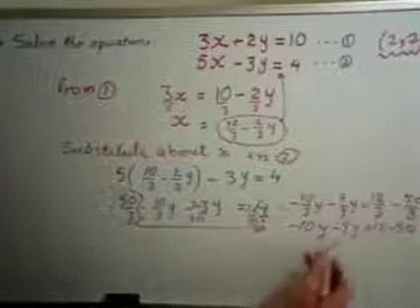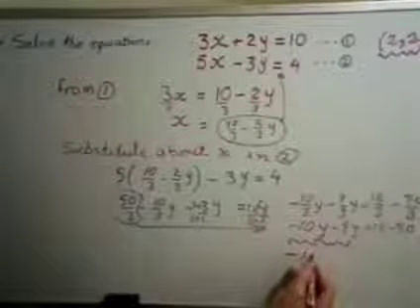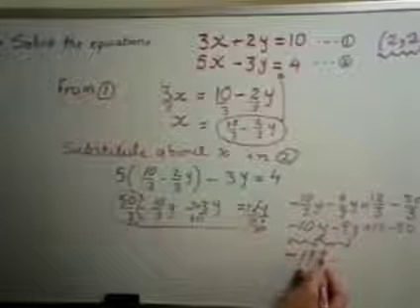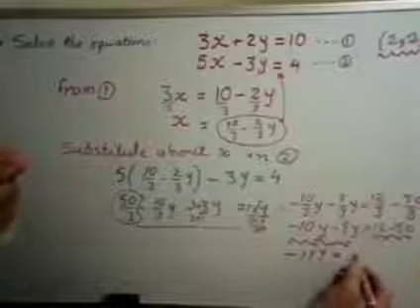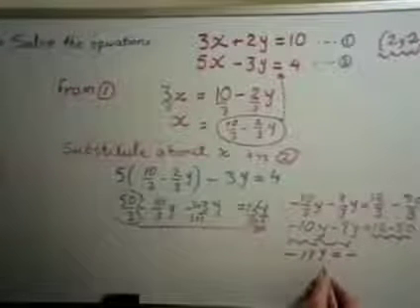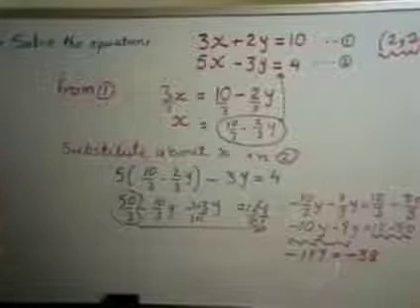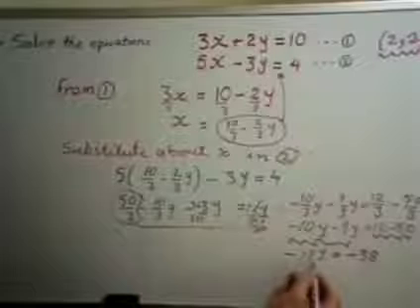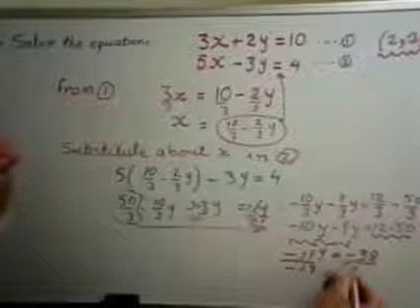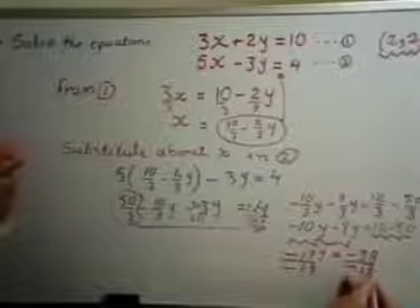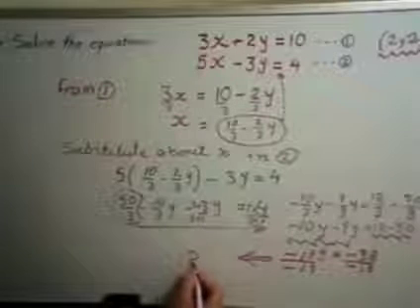Okay, those together will be 19x minus 19y's, and those will give me negative 38. So dividing on minus 19 both sides, we got y is equal 2.